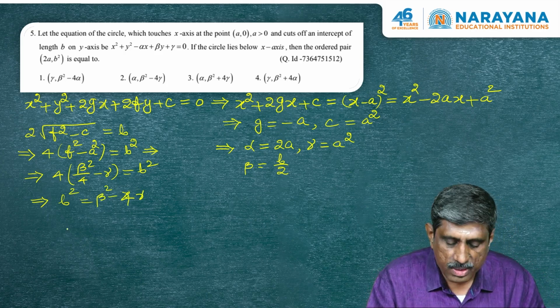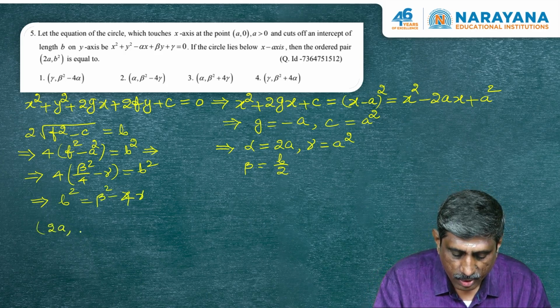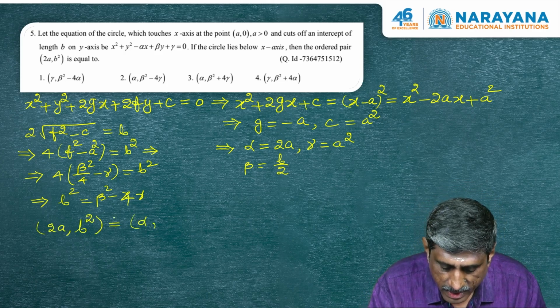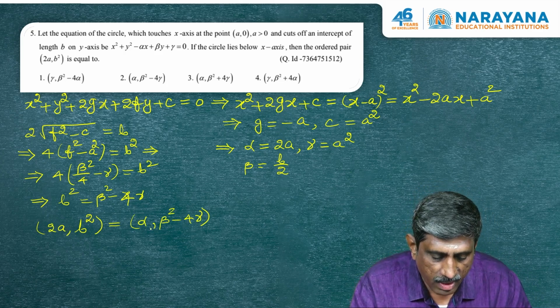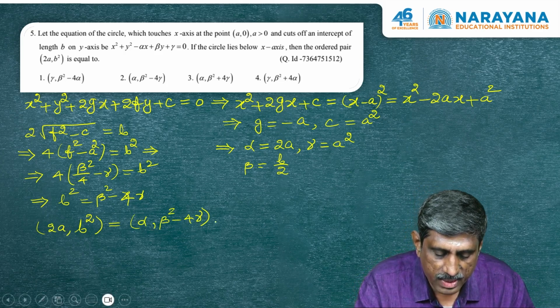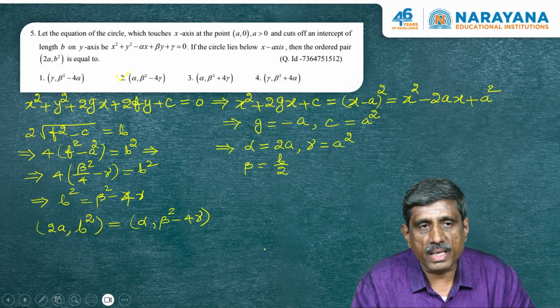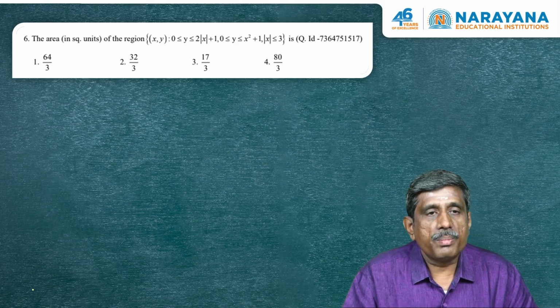Therefore, we are asked to find the value of (2a, b²). That is equal to (2a, b² − 4c), where 2a is nothing but alpha and b² is nothing but beta squared minus 4 gamma. Therefore, (2a, b²) is going to become (alpha, beta² − 4 gamma), which is the second option, and we can identify the answer directly.